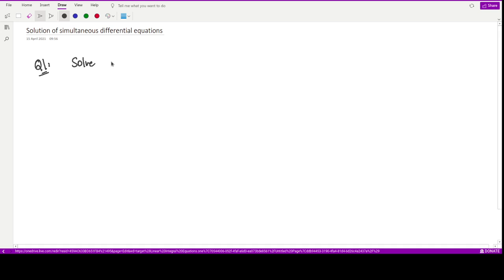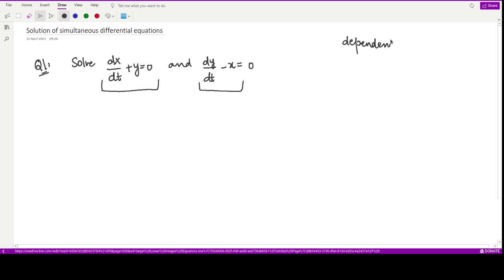solve dx by dt plus y is equal to 0, and the other equation is dy by dt minus x is equal to 0. So these are the simultaneous differential equations, and here what are the dependent variables? The dependent variables here are x and y, and the independent variable here is t. So this is the scenario, because with respect to t we are differentiating and there are two variables and two equations, so we have to solve these two equations.